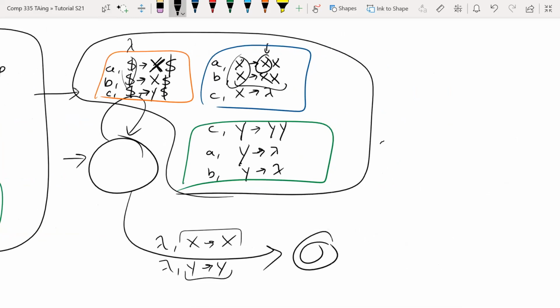Because if you have something like A lambda X, then basically this is saying that whatever you have at the top of your stack, you're going to push an X, right? So even if you have a Y at the top of your stack, you might still push an X. And that's not the behavior that you want. So that's what Jonathan was saying. I just couldn't formulate it.